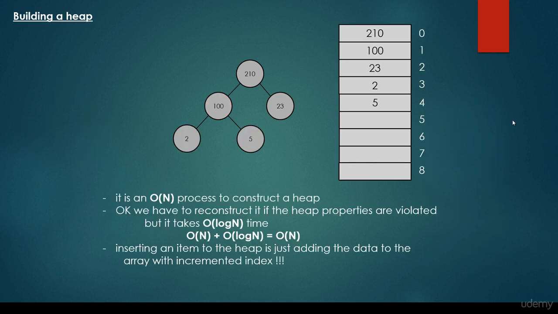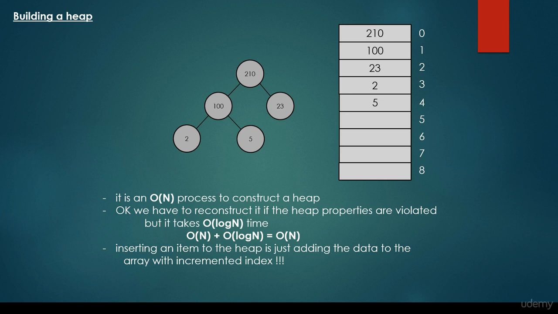And let's take a look at the running times. It takes O(n), so linear time complexity, to construct a heap. Why? Okay, maybe we have to reconstruct the array if the heap properties are violated, but it takes O(log n), so logarithmic time complexity, because, as you may recall, when the 210 was here, we just had to swap it with the parent, then swap it with the parent. So basically we don't have to bother about half of the tree, so that's why it will have a logarithmic running time. So O(n) plus logarithmic time complexity is equal to O(n) linear time complexity.